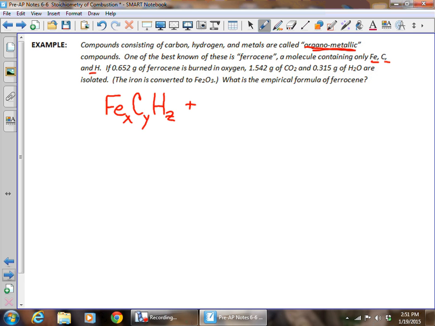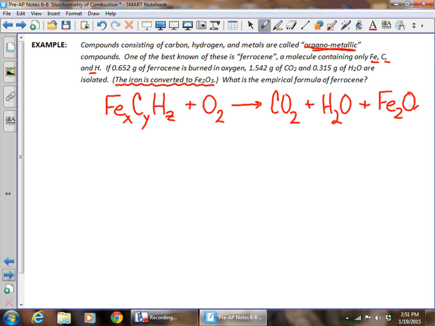And we know that it's going to have a reaction with oxygen when it burns. It's got carbon and hydrogen, so we know it's got CO2 and H2O. The problem with the iron is it's going to form an iron oxide, but iron is of unknown charge. We don't know what its charge is going to be, except for this nice little statement right here. And look for those, because if it's a question, they're going to give you that information. The iron is converted to Fe2O3. So there's our chemical reaction.